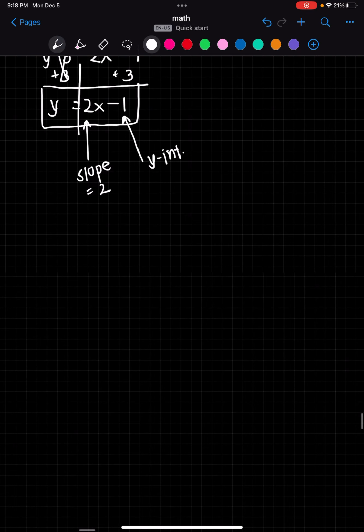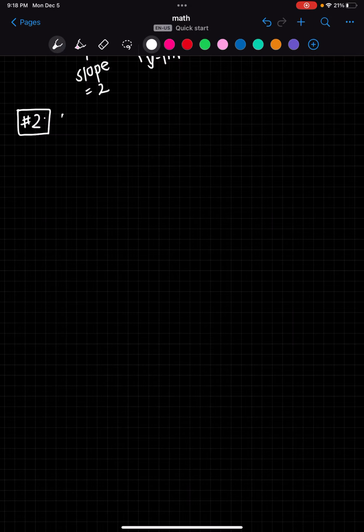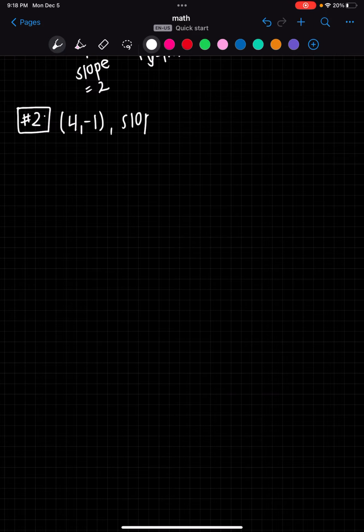Okay, let's go through another example. In this example, we want it to go through the point 4, negative 1, and to have a slope of 1/2. So once again, we're going to start with our point slope form, which is y minus y1 equals m times x minus x1. First we need a label. So the point, we would have x1, y1, because x always comes first, and then y comes second, and then our slope is our m.